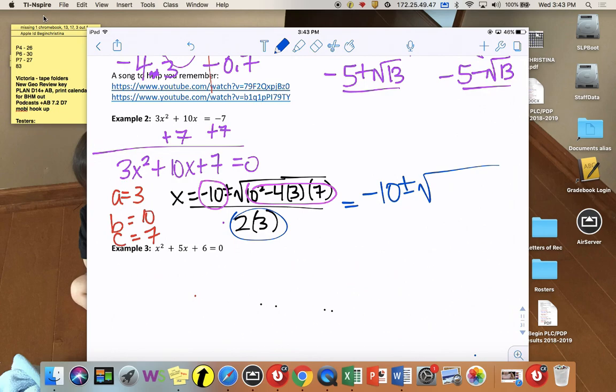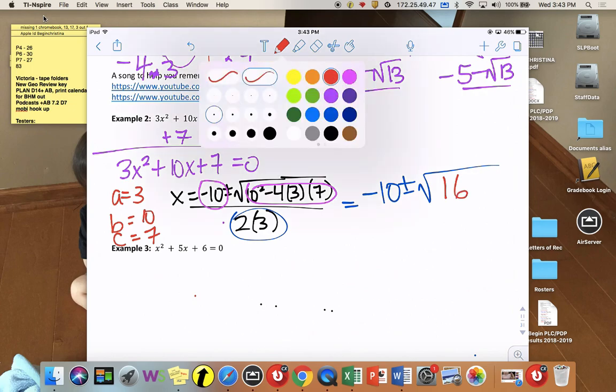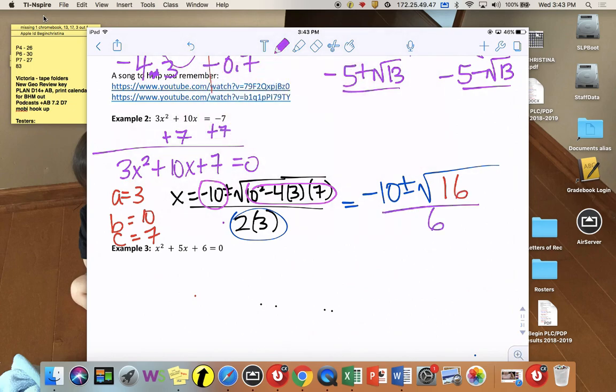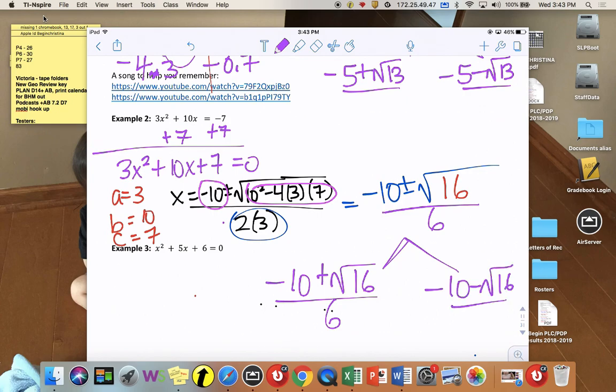Okay, so this one, we could have used a box and circle, but that's the square root of 16 all over 2a. 2 times 3 is 6. And again, from there, you can type it in. You can do negative 10 plus the square root of 16, or 4, divided by 6, and negative 10 minus the square root of 16, divided by 6, and get your two answers.